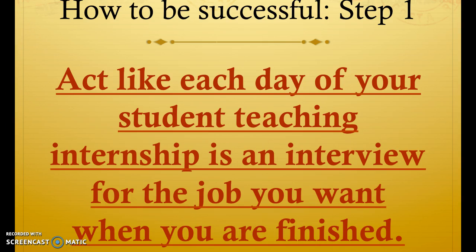How can you help yourself be successful? Well, step one, every single day of your student teaching internship, I want you to think that it is an interview for a job that you want when you're finished. That is going to help you be incredibly successful in your student teaching internship. We all know when we go to job interviews, we put our best foot forward, we give 200%, and this is what you want to do every single day of that student teaching internship.